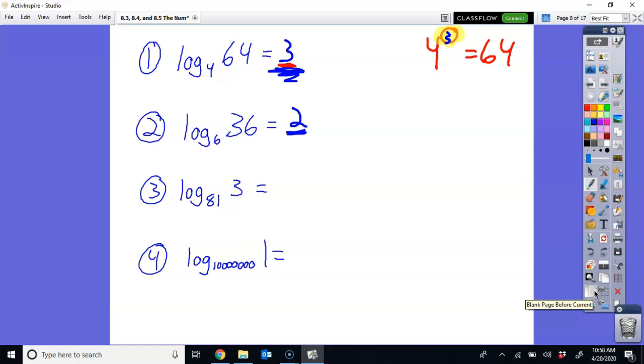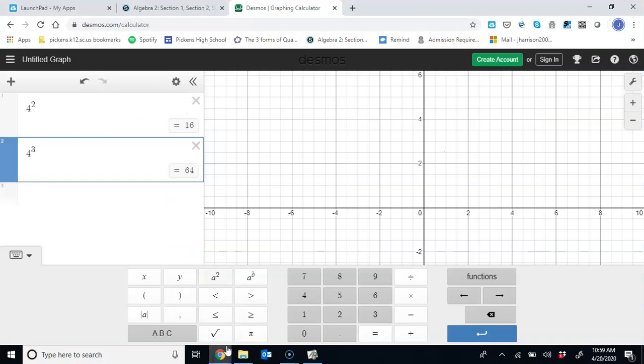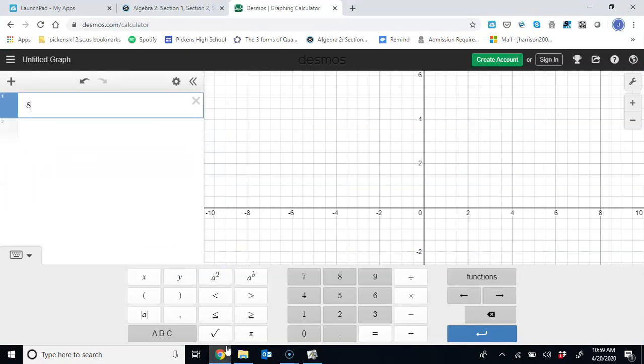So, the next one looks really ugly. 81 to what power is 3? There ain't no way, Mr. Harrison, that that has an answer. Well, you still have to remember some things that we've done in the past. Yes, if you take 81 and you raise it to the first power, that's 81. It's already too big, isn't it?